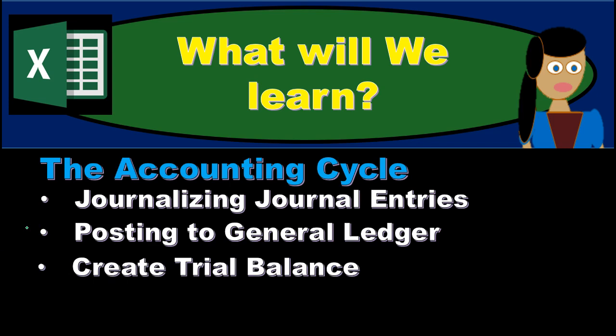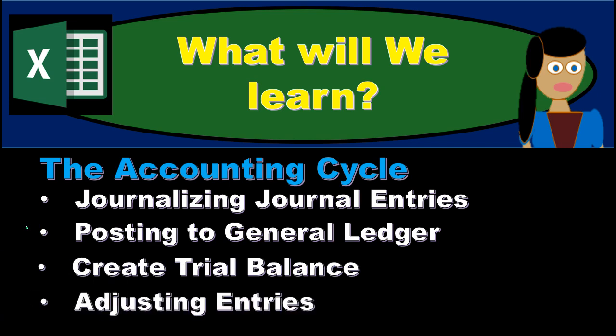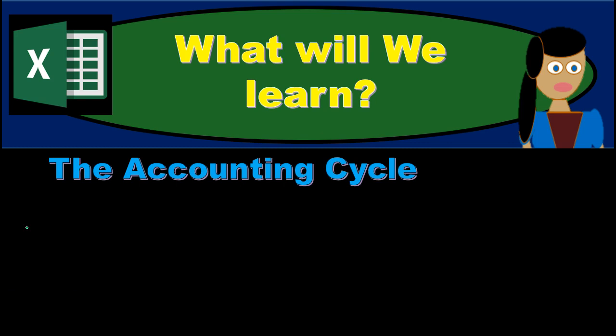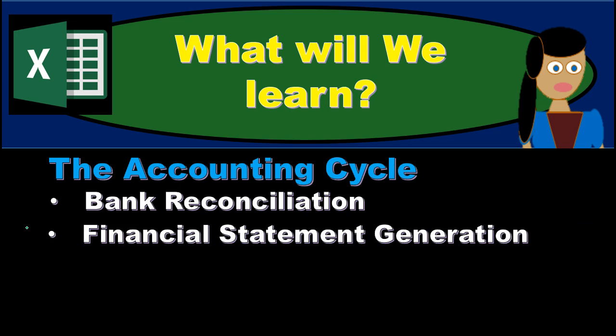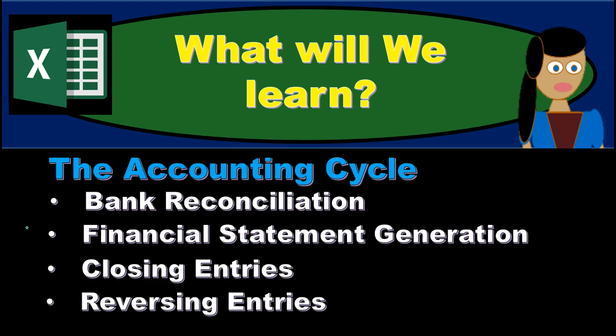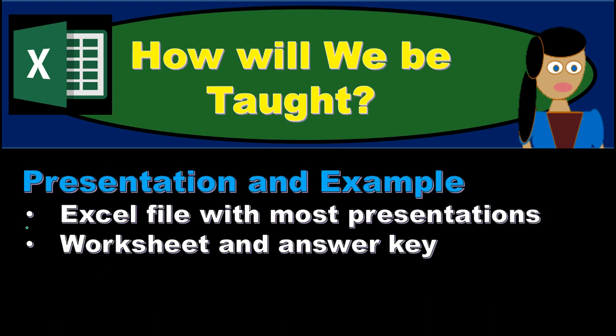We will be creating a trial balance. We'll do the adjusting entries as of the end of the month. We will also have bank reconciliations, something often overlooked by many comprehensive problems, something very important. We'll have practical bank reconciliations. We will create financial statements. We will then have the closing entries and reversing entries within our complete accounting cycle process.